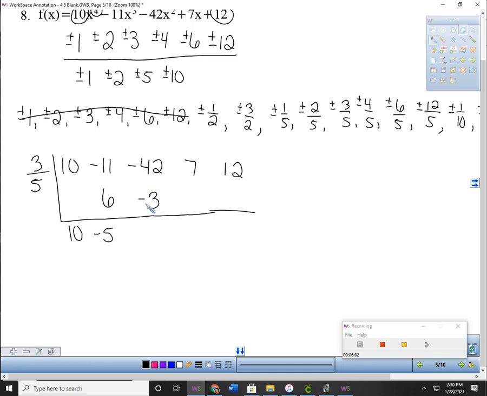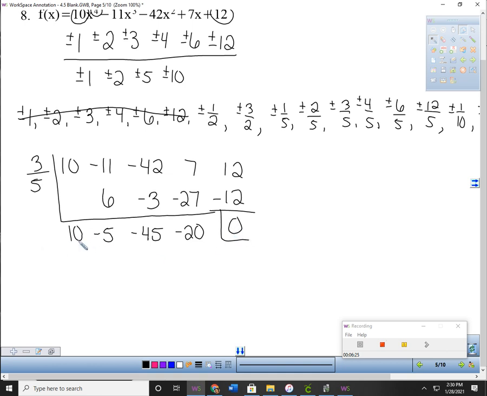Negative 42 and negative 3 give me negative 45. Negative 45 times 3/5 would be negative 27. Negative 27 plus 7 is negative 20. And negative 20 times 3/5 would be negative 12, which gives me my remainder of 0.